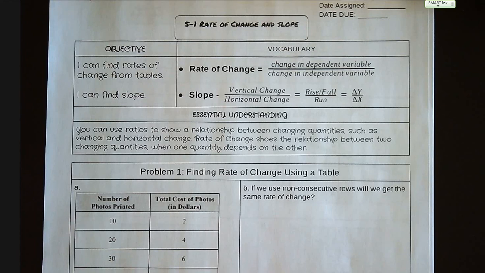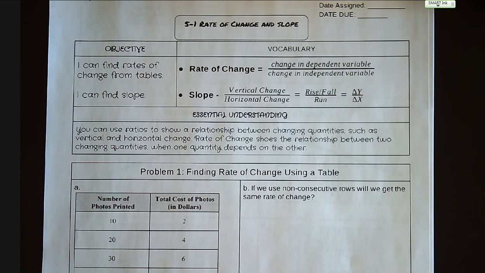Hi guys, welcome to lesson 5.1, rate of change and slope. Our objectives for today are that I can find the rates of change from tables and that I can find slope. So rate of change is something that you should probably be familiar with from 7th grade.